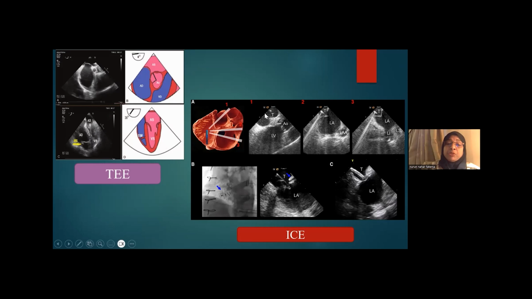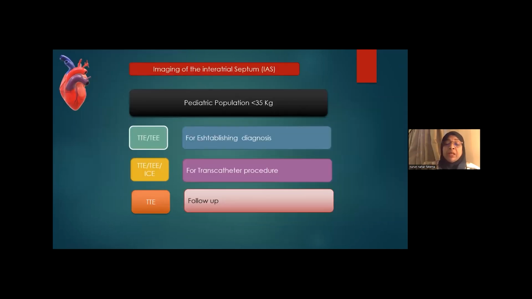Some of the photographs, you can see here, this is the atrial septal defect. This is the left atrium. This is the right atrium, and in between is the large atrial septal defect. Here also, and this is the TEE probe here, and this is also left atrium and right atrium. So from all these pictures you can see how the transesophageal echocardiography photographs look like. Now, imaging of the interatrial septum.